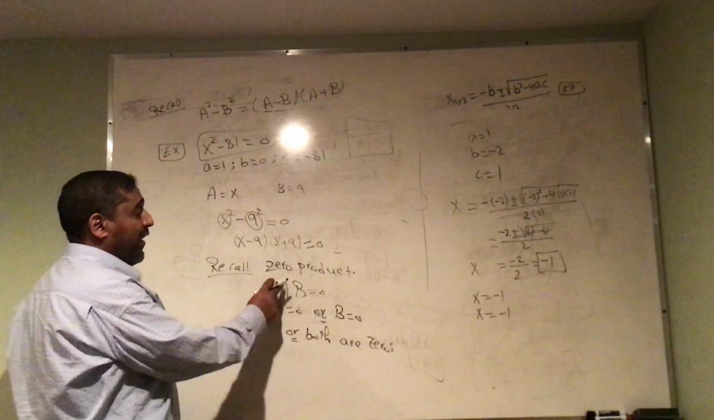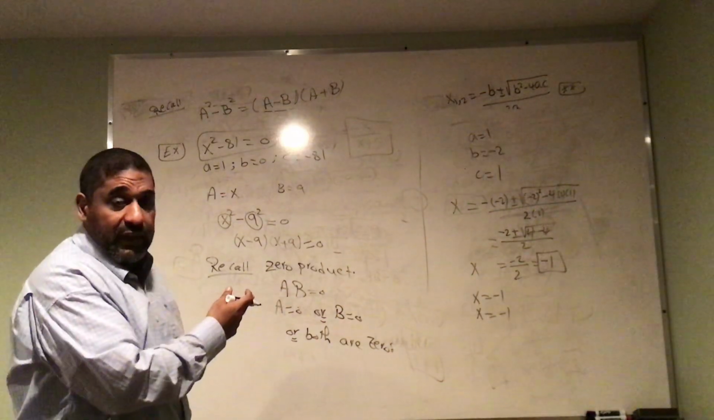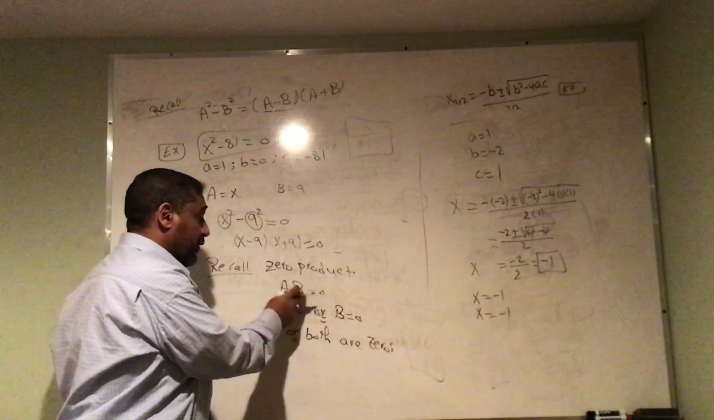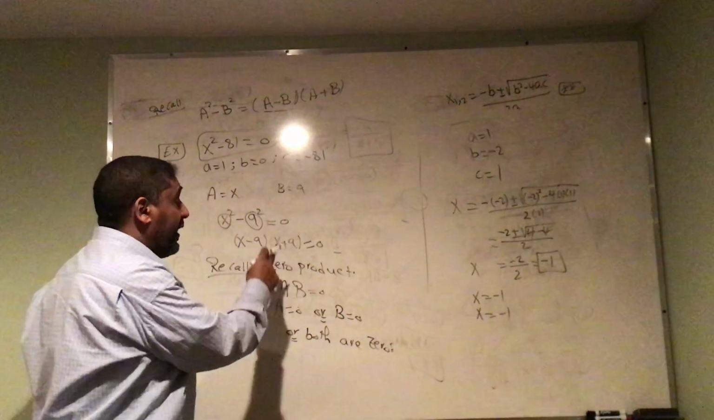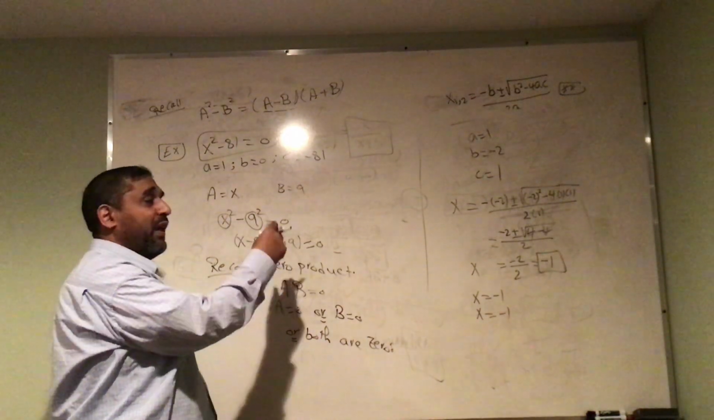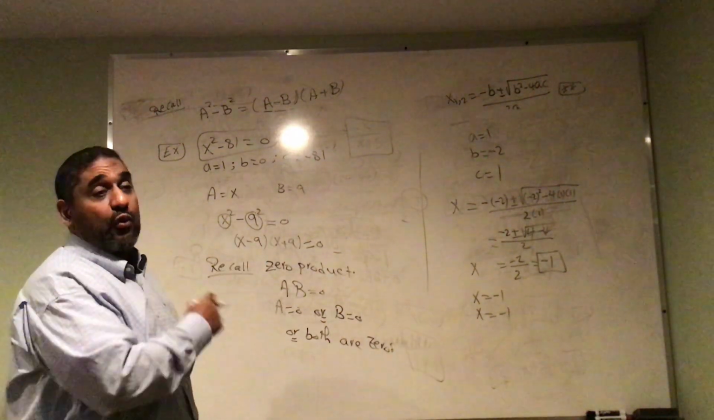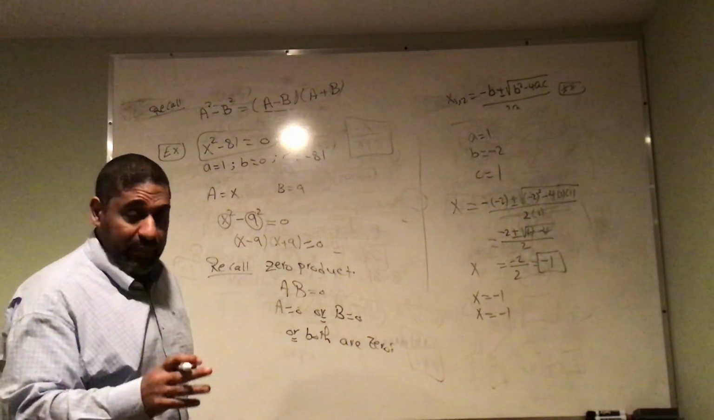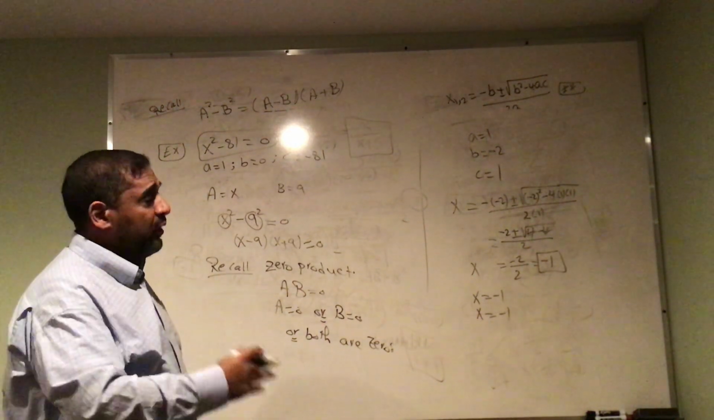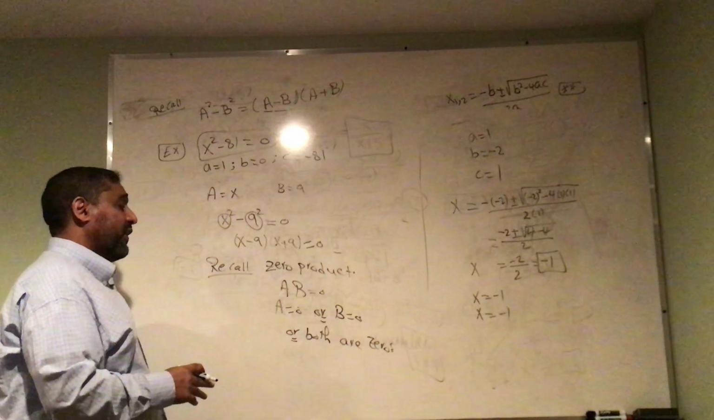All right, so if you have a product, is zero product only for two quantities? No. If you have even A multiplied by B, multiplied by C, multiplied by D, one of them could be 0 or all of them 0. At least one of them could be 0, or all of them could be 0.